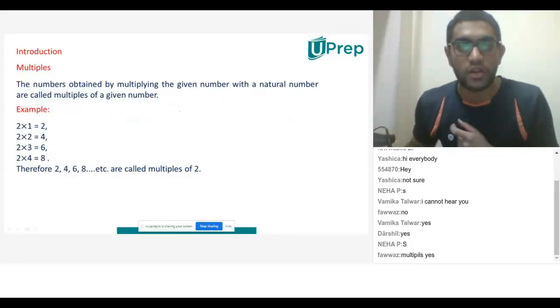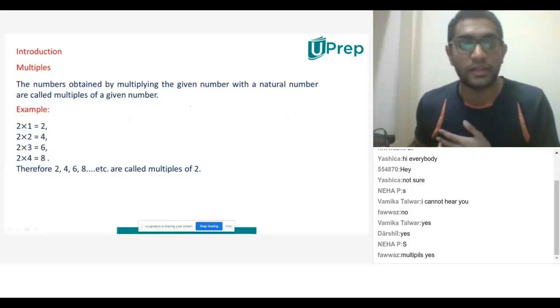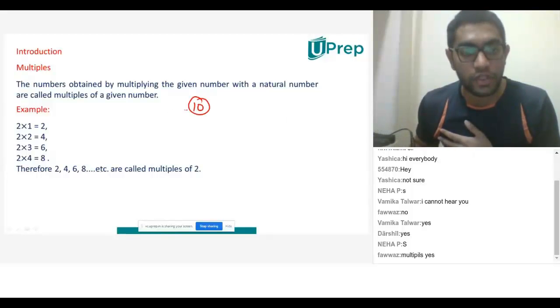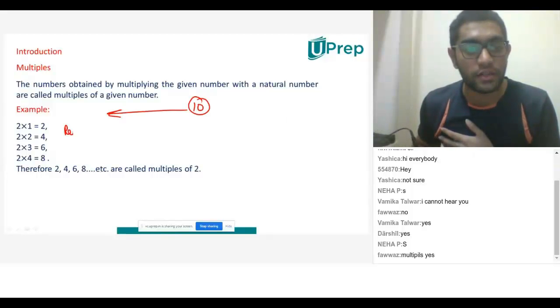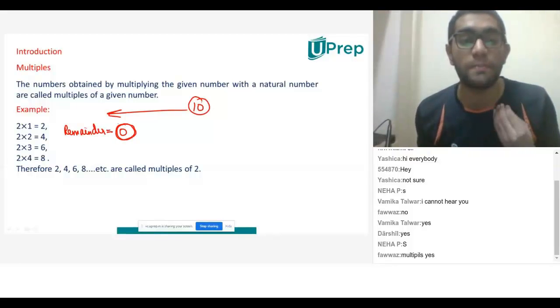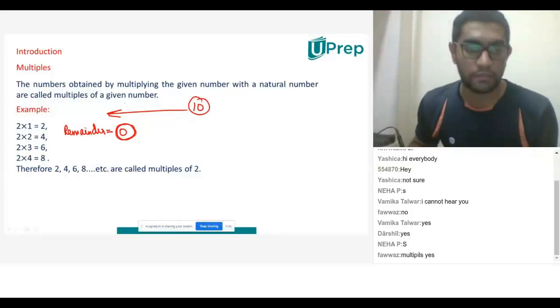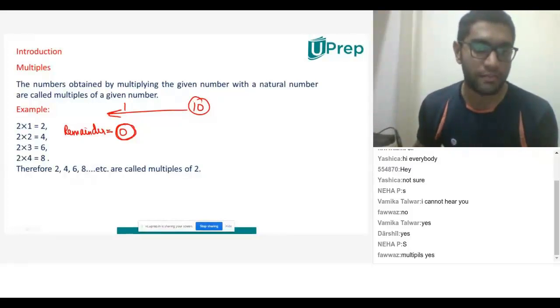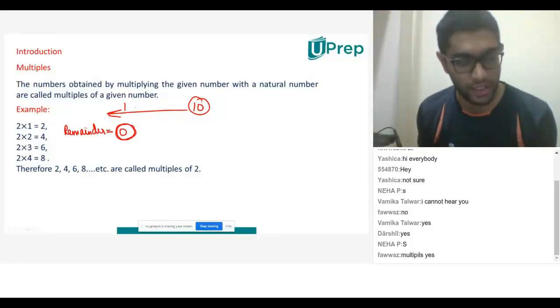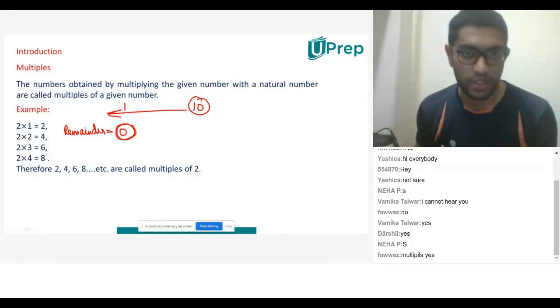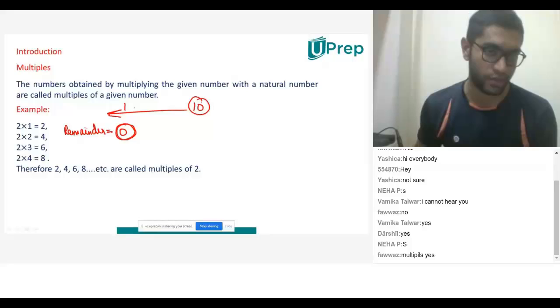When I divide 10 by that particular number, the remainder that I get, you understand what remainder is, right? Division. The remainder that I get should be equal to 0. That means the number should be perfectly divisible. So guys, if I start with 1, if I divide 10 by 1, 1 into 10 is 10, so the remainder is 0. Therefore, 1 is a factor of 10.